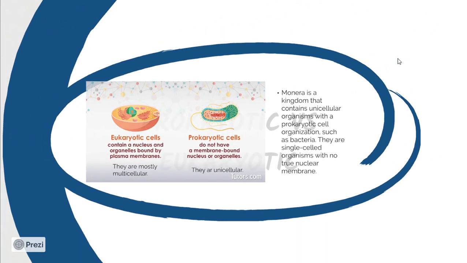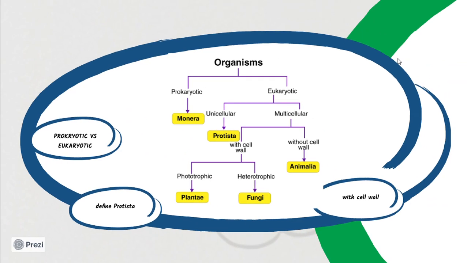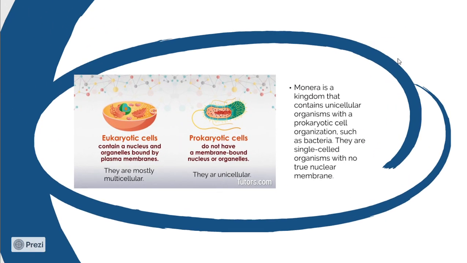These organisms are first classified into prokaryote and eukaryote. Prokaryotes, like bacteria, have simpler cells without a nucleus. Eukaryotes, on the other hand, like plants, animals, and fungi, have more complex cells with a nucleus that holds their genetic information.